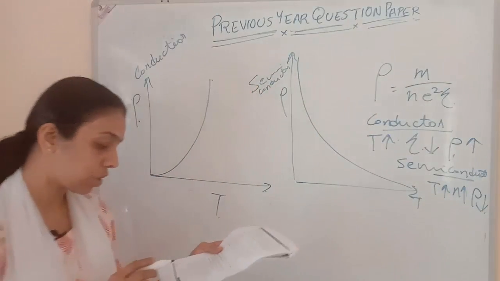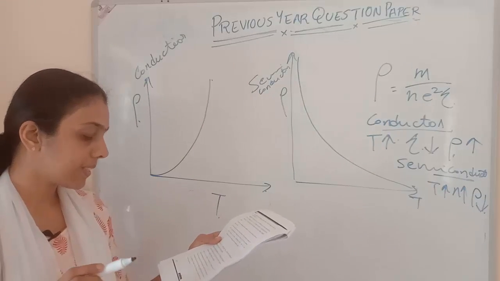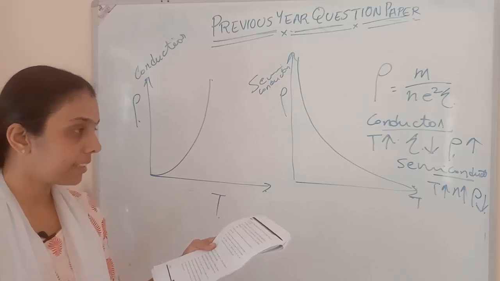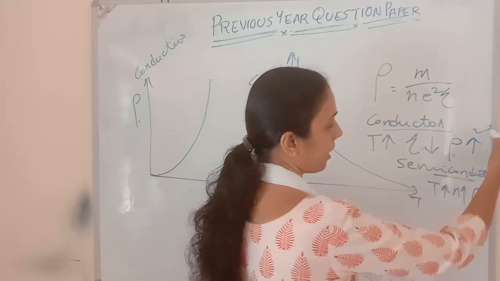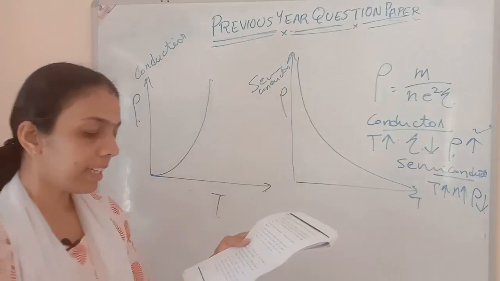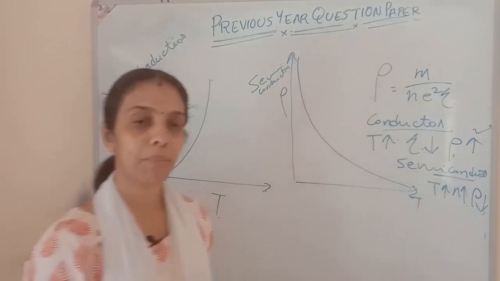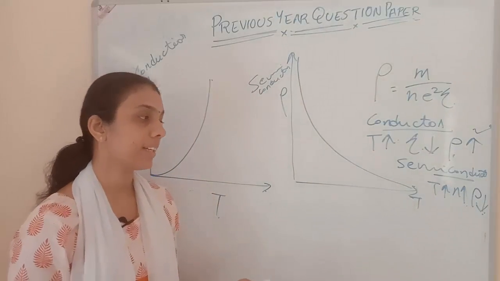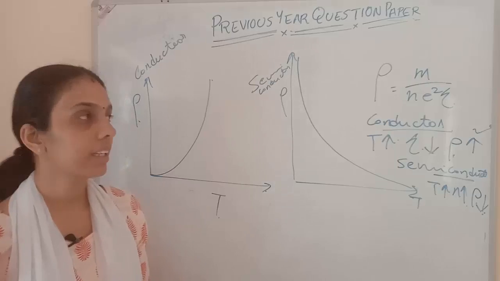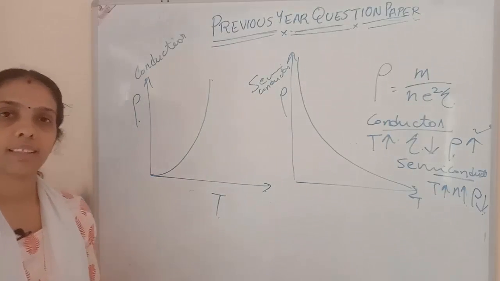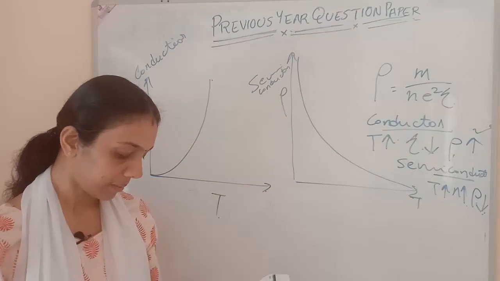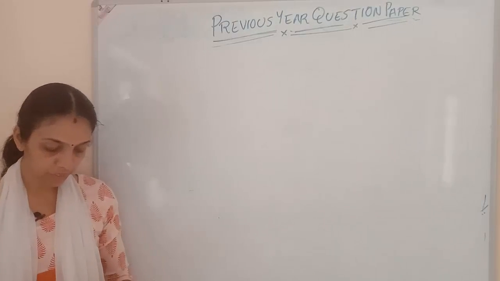So here in the question also, explain how the resistivity in the case of a conductor increases while it decreases in a semiconductor. Rho is decreasing in the case of a semiconductor with the rise in temperature. Okay, clear? So rho equals m by n e square tau. Okay. So next is the 25th question.